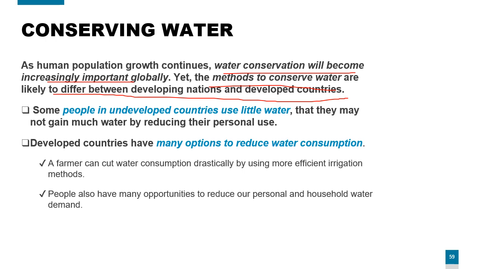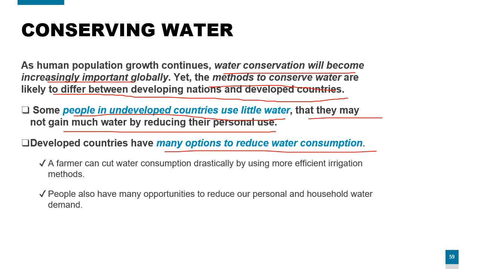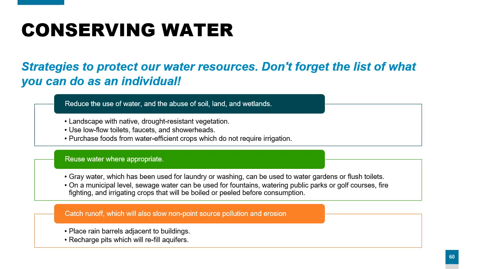So some people in undeveloped countries use little water. They may not gain much water by reducing their personal use, but however, developed countries have many options to reduce water consumption. First, a farmer can cut water consumption drastically by using more efficient irrigation method. Okay, and of course, people also have many opportunities to reduce our personal and household water demands. So marami mga ways in order to conserve water, di ba? And these are the ways in order to conserve water.